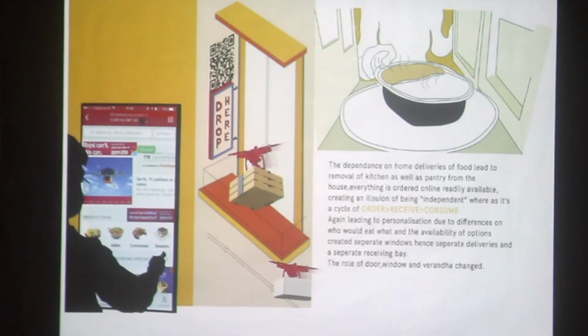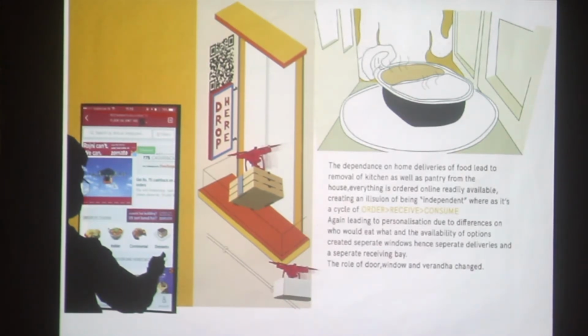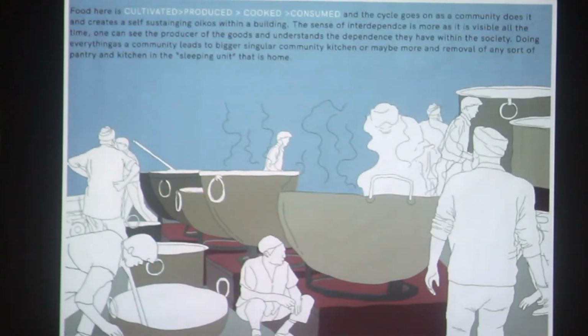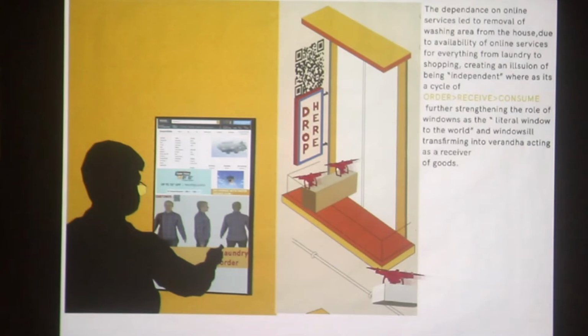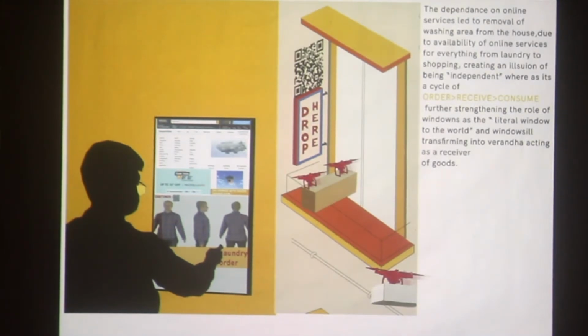So in this case, they are cooking together, and it's the same thing: cultivated, produced, cooked and consumed. And in the last case, it was order, receive, and consume, and that is continuous in all of them. It's become this linear cycle in our current situation that we order, we receive, and we consume, and we do not see what is happening in between.